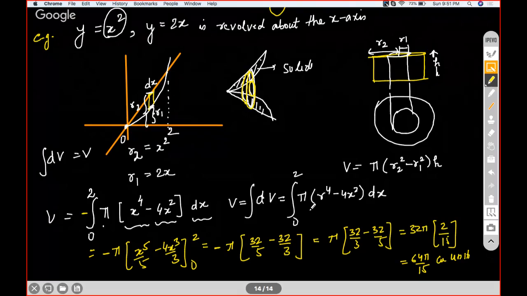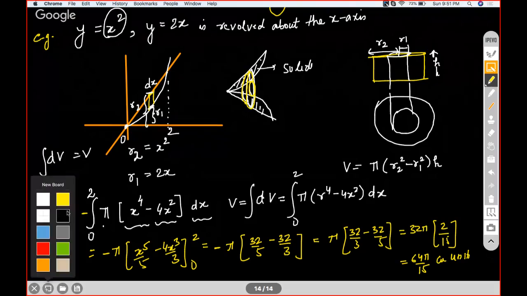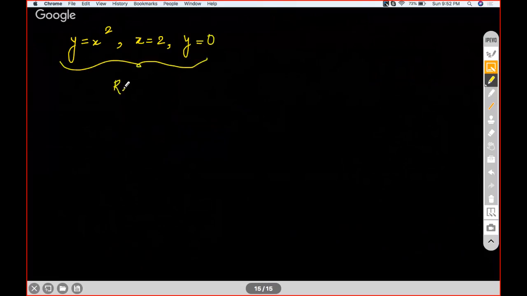Now try this one. I will not do a lot of questions because this is not a very important concept. Find the volume of the solid generated when the region bounded by y is equal to x square and these three lines, this is the region, is rotated about the y-axis. Understood? Yep.